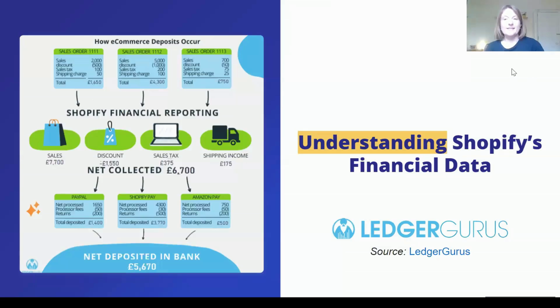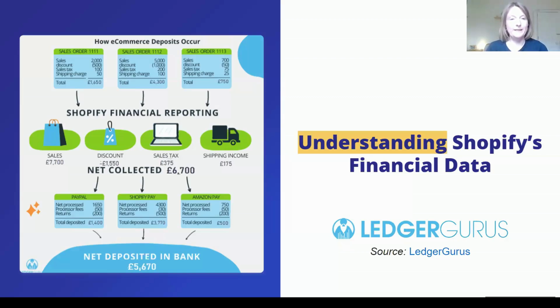So understanding Shopify's financial data, credits to the Ledger Gurus on this because I think it's a really good infographic about how it all works with Shopify. So you start up at the top with your sales orders. Those sales may include discounts, various types of tax, could be VAT, could be US sales tax, shipping charges, other transactions, and then those are all feeding into Shopify. If you go on your Shopify store, you'll see orders coming in throughout the day. They're just on that main order page.